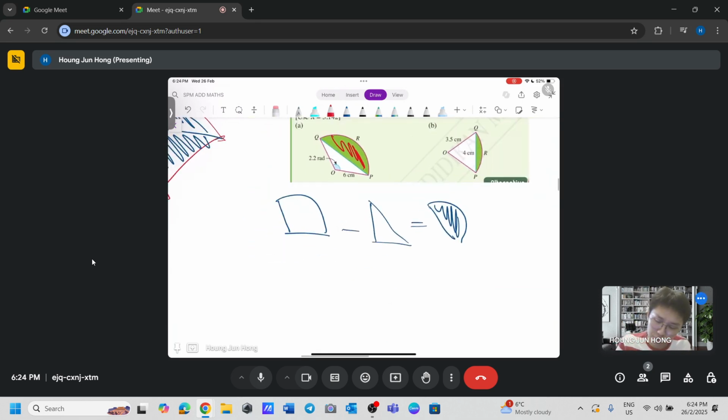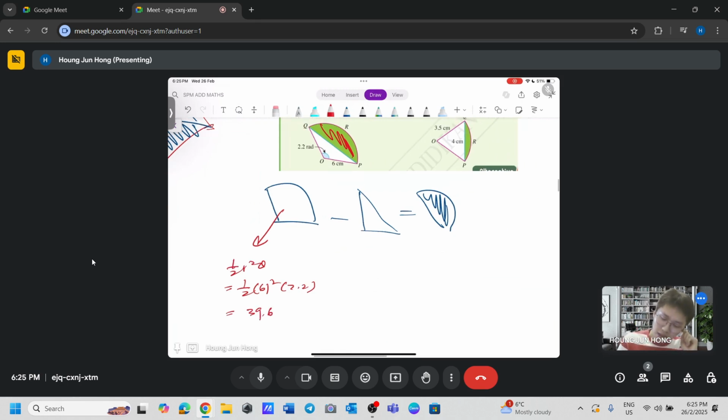So how do I do that? This one is very simple, right? As usual, half r squared theta. So half times 6 squared times theta. This should be, sorry, 39.6. Okay, 39.6.